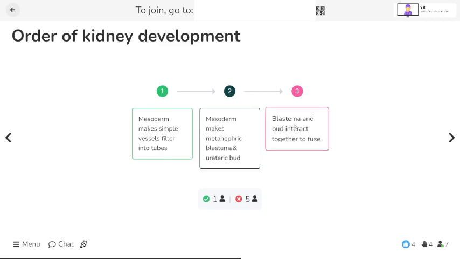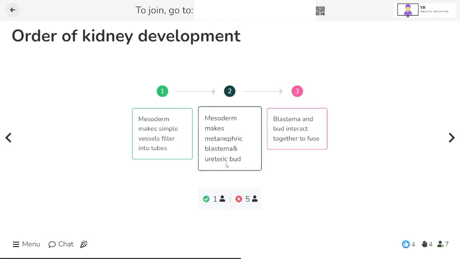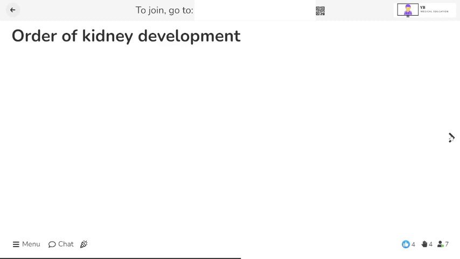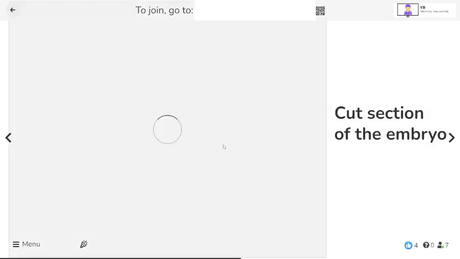Don't worry. In the third stage, the metanephric blastema and the ureteric bud interact together in order to fuse and make the kidney. I'll explain this, and I'll have some pictures here to explain it. So let's go very slowly here.